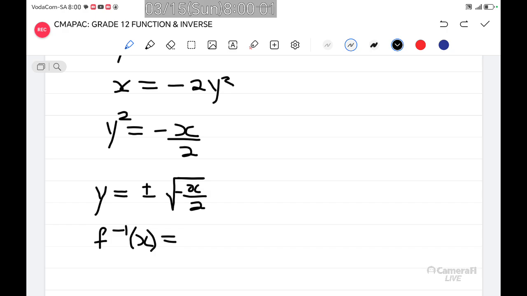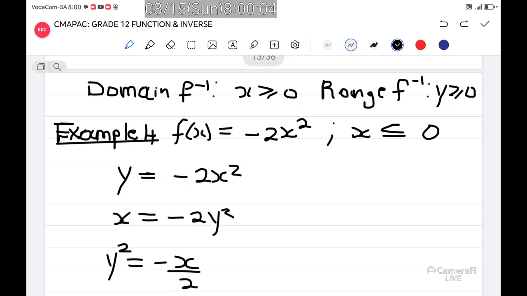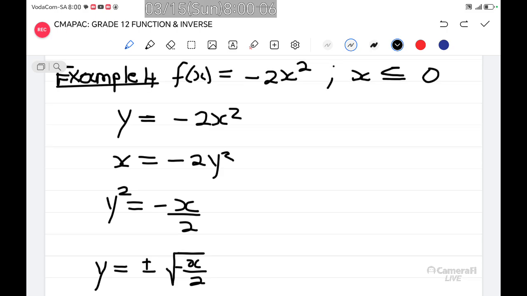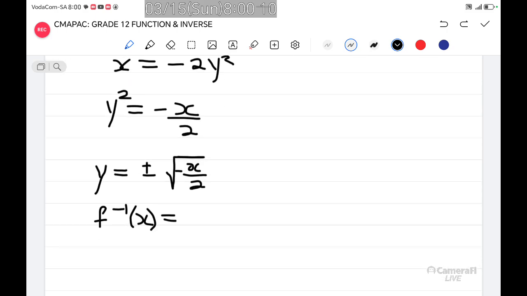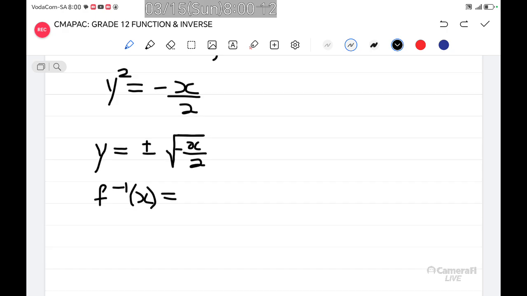but we want the correct one. So when we check the restriction, x must be less than 0. If x is less than 0, it means y also needs to be negative. So we take negative the square root of negative x over 2. So the answer that we must get for y needs to be negative.